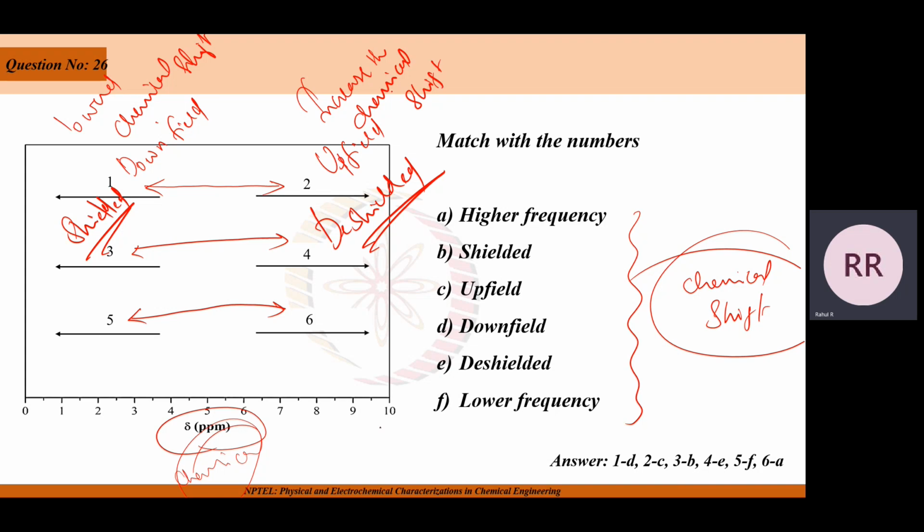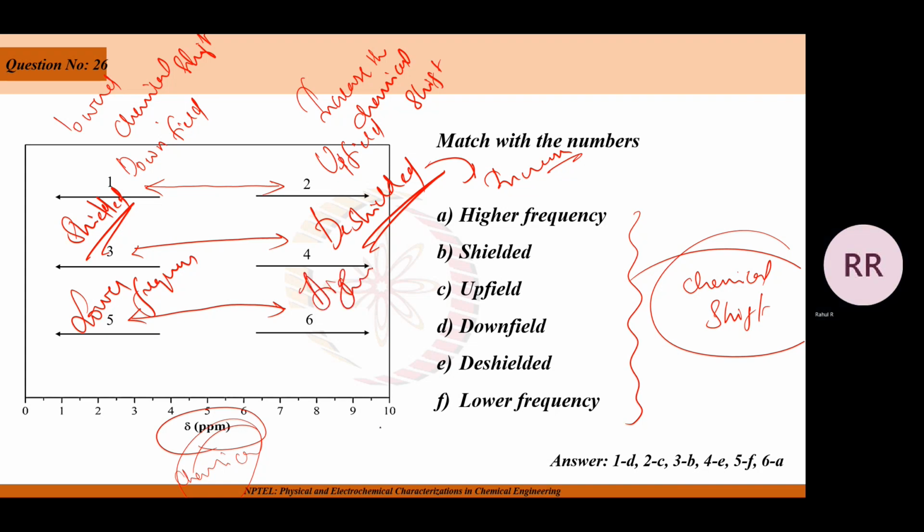This will increase the chemical shift to a higher value. The fifth one is lower frequency. Lower frequency will reduce the chemical shift. And the sixth one is higher frequency. Higher frequency will increase the chemical shift.